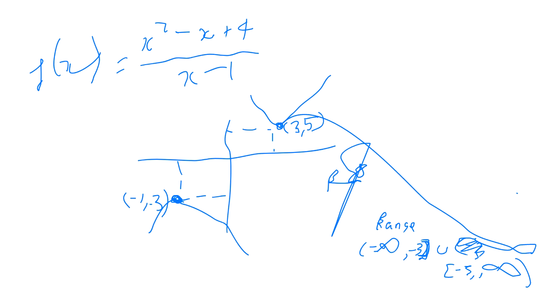I think I'd have better luck just using the trackpad. So negative infinity to -3. Maybe not. And then from, that should be a +5, my mistake, 5 to infinity.